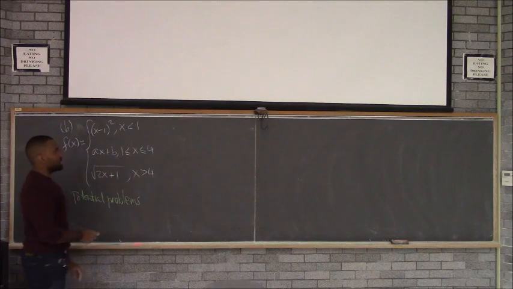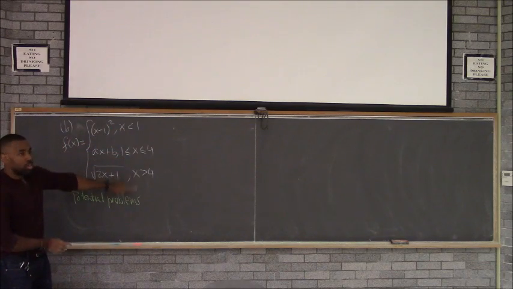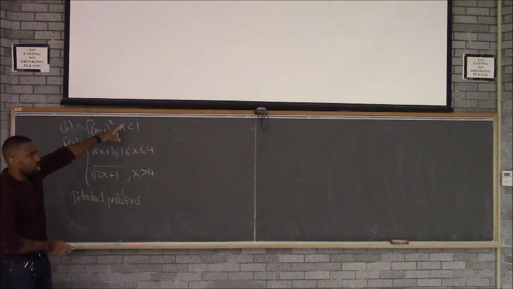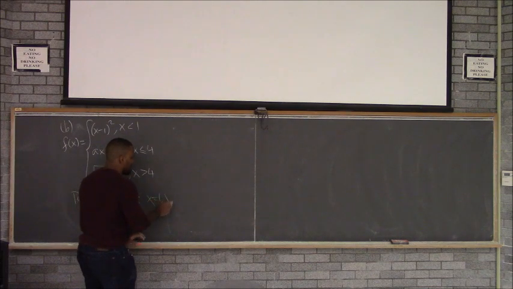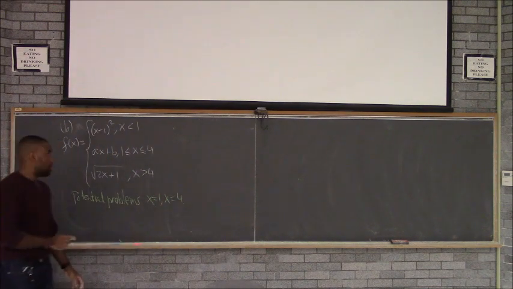On one hand, these are going to be easy because it's going to be what the function is broken up around. Notice that at x equals 1, there's a break that we put in. And at x equals 4, there's a break that we put in. So x equals 1, x equals 4. Any other potential problems here?